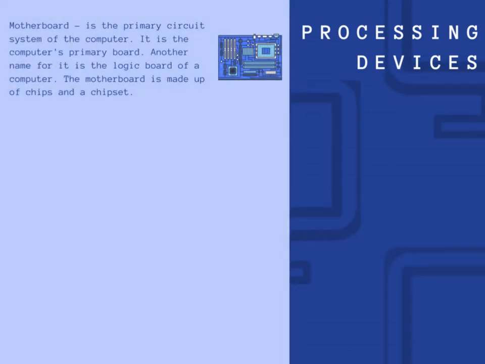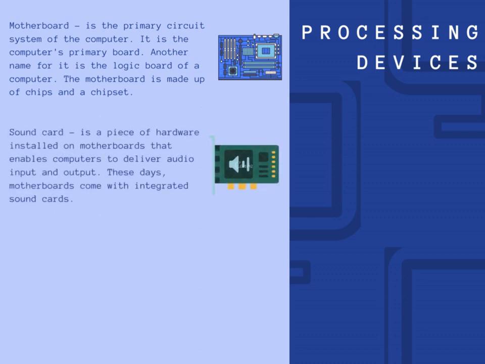The motherboard is the primary circuit system of the computer, which is the computer's primary board. Another name for it is the logic board of the computer. The motherboard is made up of chips and a chipset. A sound card is a piece of hardware installed on motherboards that enables computers to deliver audio input and output. These days, motherboards come with integrated sound cards.